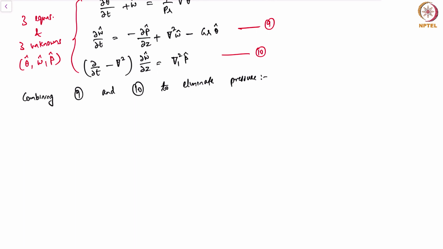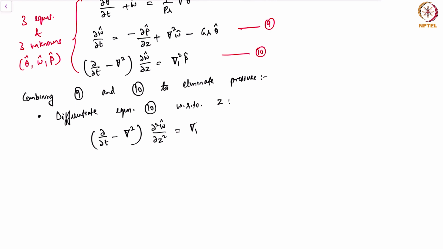We first differentiate equation 10 with respect to z. The reason is, if we do this, then the p hat that we have in equation 10, we will end up getting del p hat by del z. Similarly, I can operate equation 9 with the del 1 square operator, and then we can subtract one from the other. So what we have, if I do this, is del by del t minus del square of del square by del z square is nu square of del p hat by del z.